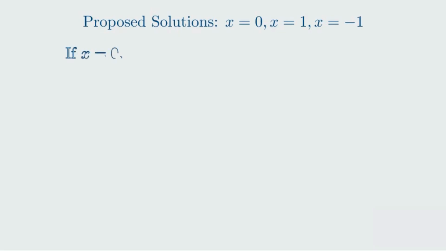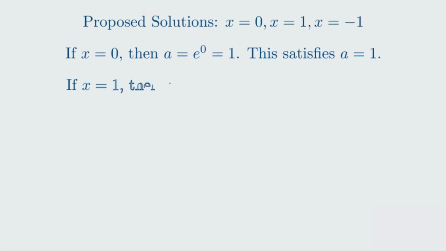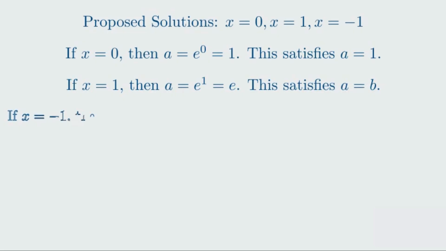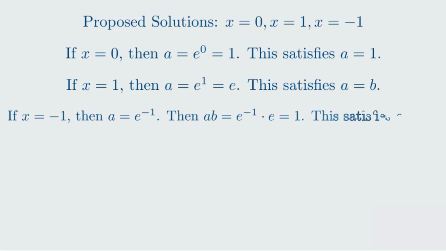When x equals 0, a equals e to the 0, which is 1. This matches our first condition, a equals 1. When x equals 1, a equals e to the 1, which is e. This matches our second condition, a equals b, since b was defined as e. When x equals minus 1, a equals e to the minus 1, then a times b is e to the minus 1 times e, which equals 1. This satisfies our third condition, ab equals 1.